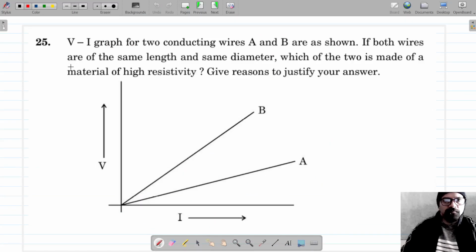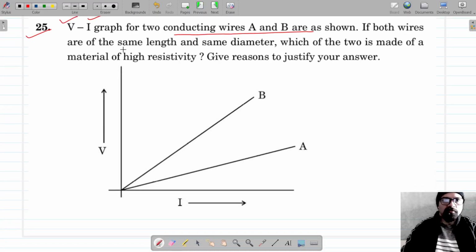Okay, for the next question, we have the VI graph. V is the potential difference and I is the current for two conducting wires A and B, and both the wires are of the same length and same diameter. Which of the two is made of a material of high resistivity?